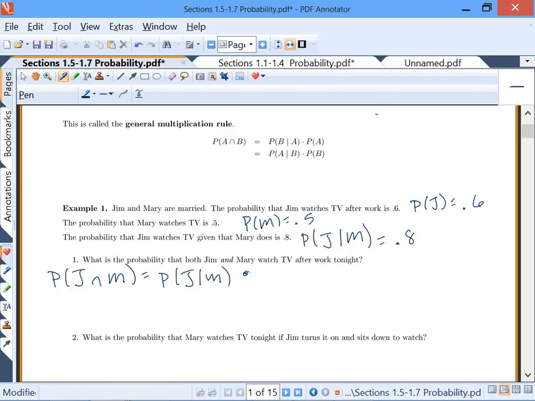Now which other probability do I need to multiply it by? Mary or Jim? Mary. So it's 0.8 times 0.5 should give me 0.4. So the probability that both Jim and Mary watch TV is 40%.